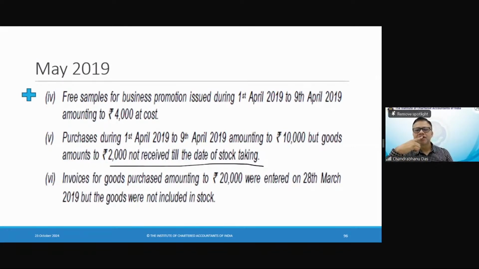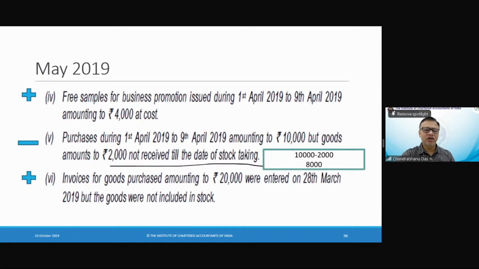Purchases amounting to 10,000, but goods amounting to 2,000 not received till the date of stock take. Now, you got the purchases on the basis of bills, but goods amounting to 2,000 were not received till you have done the stock take. This is where whatever you have to record here becomes a big question. Because out of 10,000, minus 2,000, 8,000 we have the goods, but 2,000 we don't have. So as a result, purchase will be subtracted.